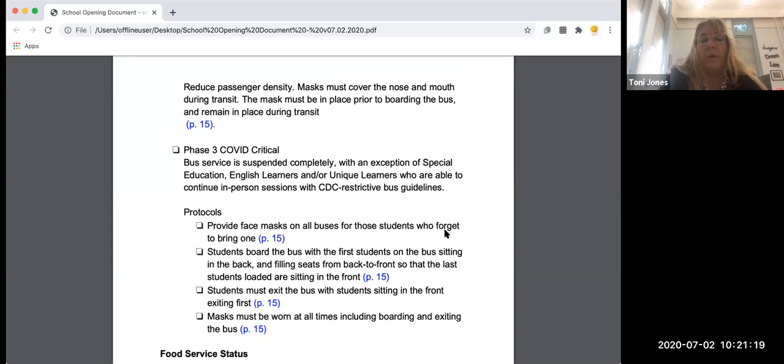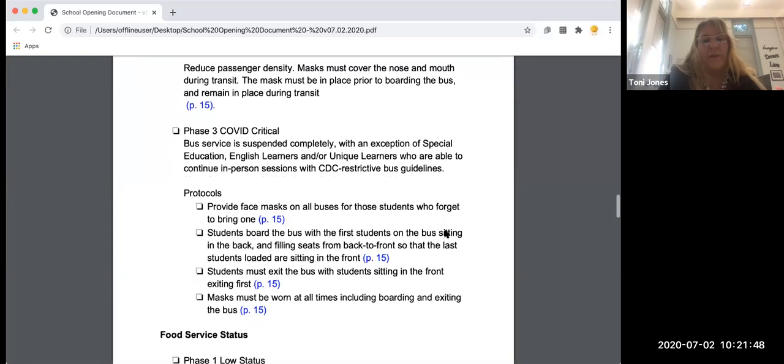We have to board the bus with the first student who gets on the bus going all the way to the back seat. Generally, every bus driver handles this a little bit differently, but this is a very tight protocol. And then as they exit the bus, they must start at the front seat, and then you work your way back very slowly and methodically. And the mask must be worn at all times, including boarding and exiting the bus. So those, again, are all requirements if someone is going to access bus service.